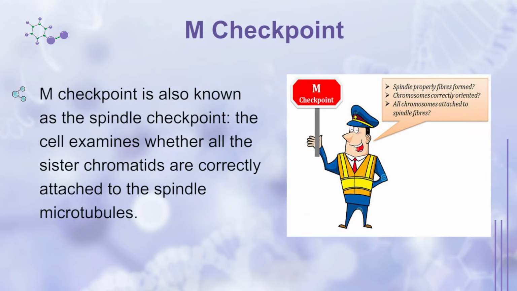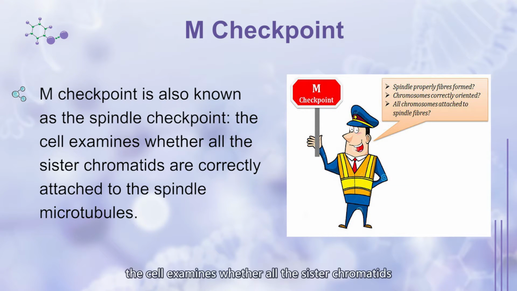The M checkpoint is also known as the spindle checkpoint. Here, a cell examines whether all the sister chromatids are correctly attached to the spindle microtubules. The M checkpoint senses the integrity of the spindle apparatus in the cell, the correct orientation of chromosomes in the metaphase plate, and whether all chromosomes are properly bound to spindle fibers. How does this checkpoint work?